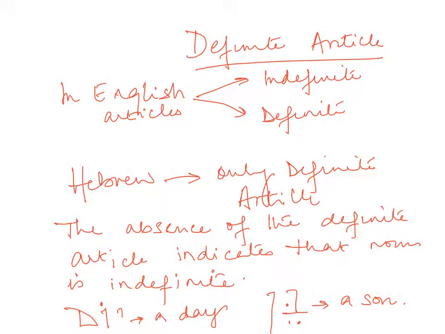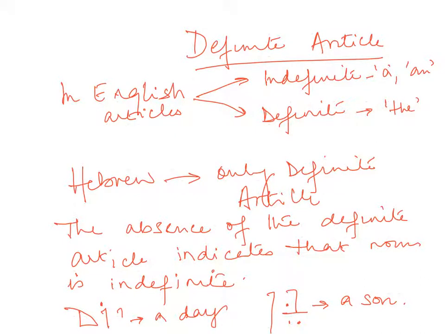In this video we will be studying the rules of the definite article and some characteristics of the guttural. Let me first begin with the definite article. In English, we have two kinds of articles: definite and indefinite. The indefinite articles are a and an. The definite article is the.